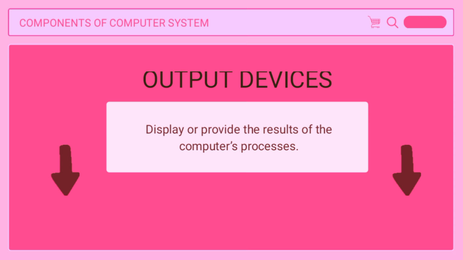Output devices are the ones that display or provide the results of the computer process. Here are examples of output devices. The first is the monitor, and second is the printer. Why are monitors and printers considered output devices? Class, it is because with monitors and printers, you can already see the result of your work on the computer.